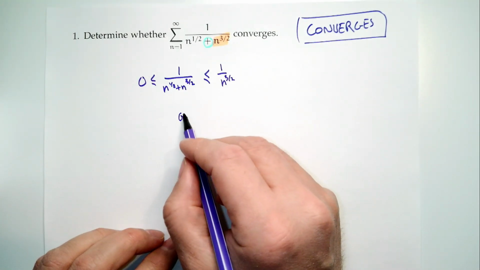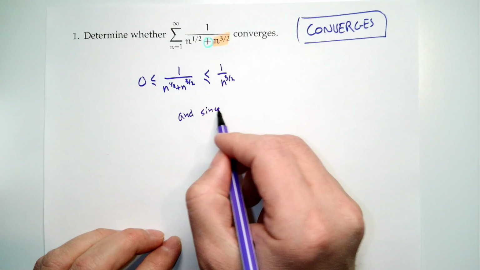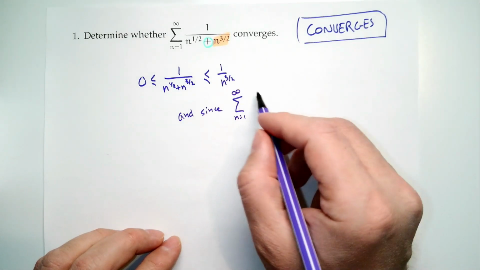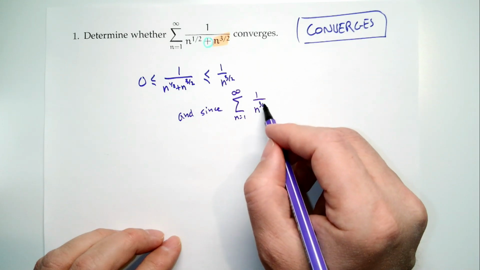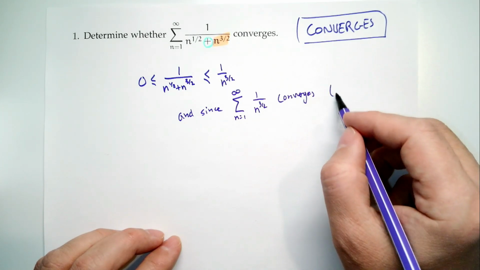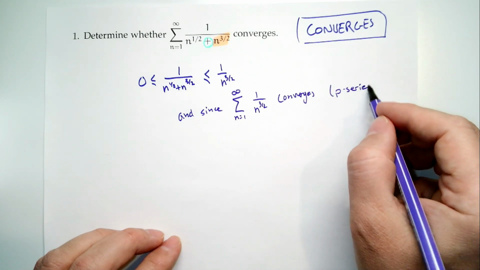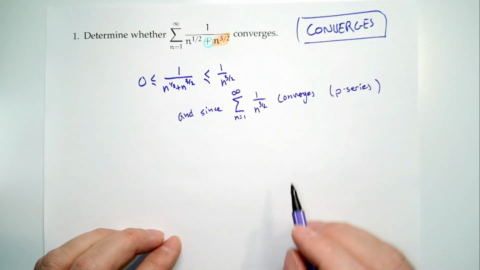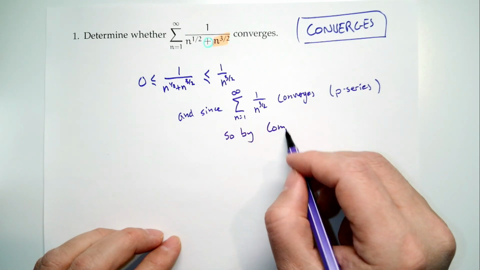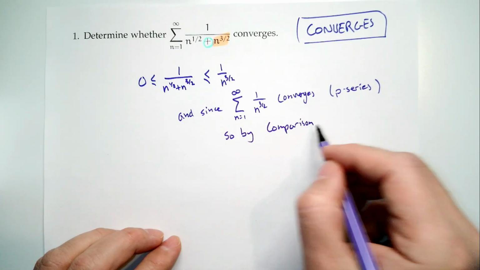And since we know that the sum from 1 to infinity of 1 over n to the 3 halves converges, and why? Well, we already said it, but we're going to write it down. It's a p-series. So, by comparison test, then the original sum converges.